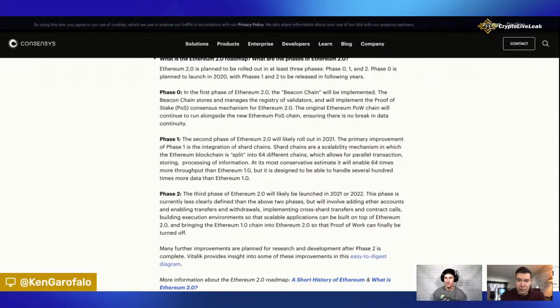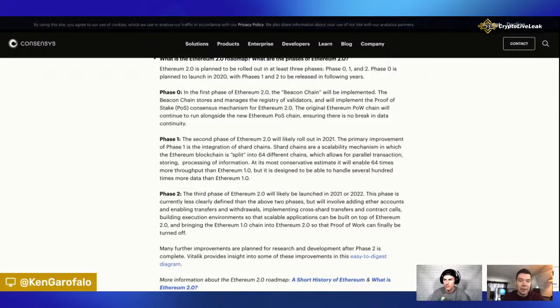Again, the original proof of work chain will run alongside the new Ethereum proof of stake chain, ensuring no break in data continuity. So it sounds like there's going to be two separate chains running in tandem here that don't necessarily keep records of each other, right? But it's really this ETH 2.0 chain that's being tested, right? So if there's an issue, you're still going to have ETH 1.0 running without a problem, right? So you separate it. It runs in tandem. There's no break in data continuity. And that's what's currently happening.